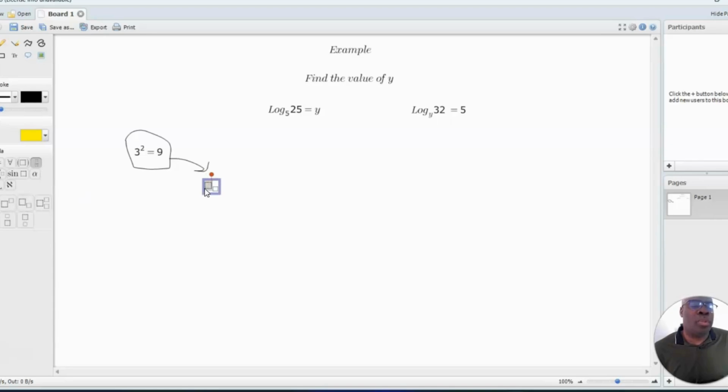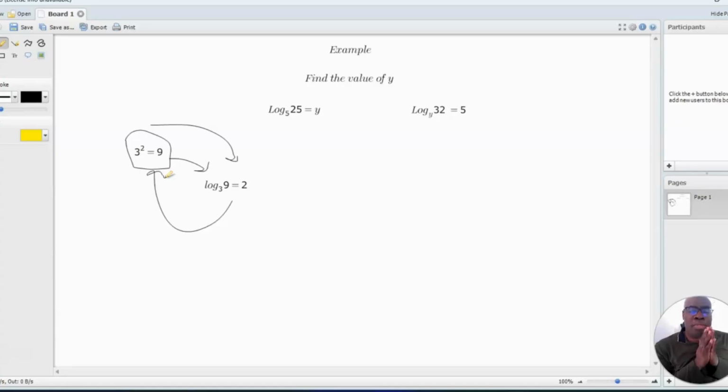So we're going to write the log, which is a function. The base remains the same, but the value that we get is equal to the exponent. So this is really what it is. When we're doing logarithm, what we're doing is a reverse from the exponent to the log, and from the log back to the exponent. That's really what it is all about. Just always remember that basic principle.